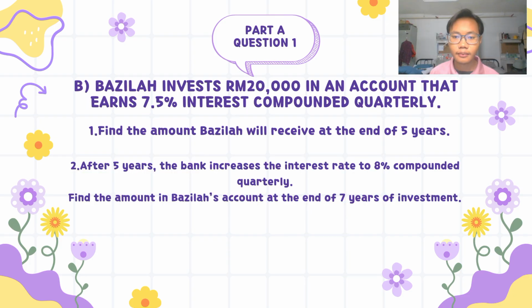Question B. Mazila invests RM20,000 in the account that earns 7.5% interest compounded quarterly. Question 1. Find the amount Mazila will receive at the end of the 5 years. Question 2. After 5 years, the bank increases the interest rate to 8% compounded quarterly. Find the amount in Mazila's account at the end of the 7 years of investment.